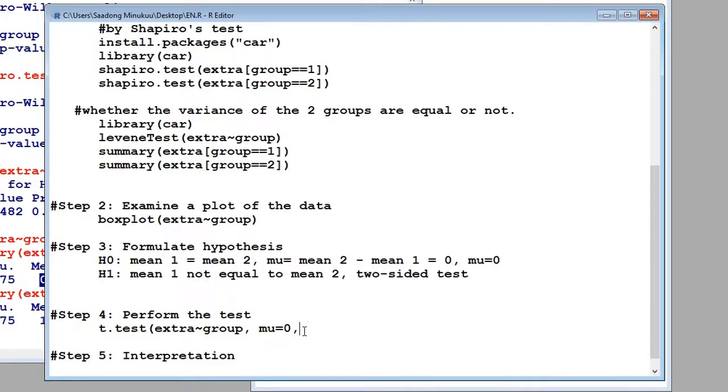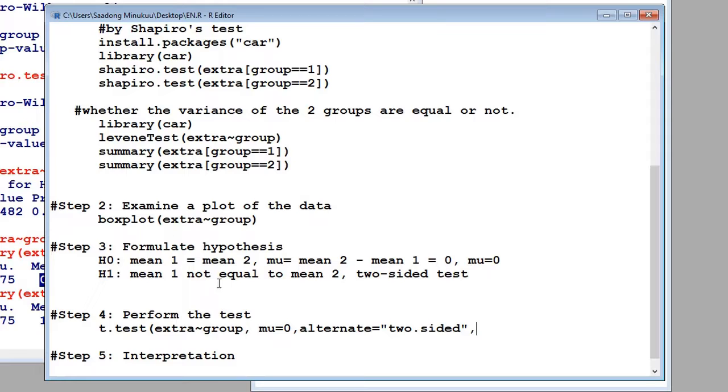For the alternative hypothesis, we write alternative equal to, and since we are doing a two-sided test, we write in quotation marks two-sided, then close the quotation marks and put a comma. In a case where you are doing a one-sided test, for example a superiority or inferiority test, I don't want to go into the details.